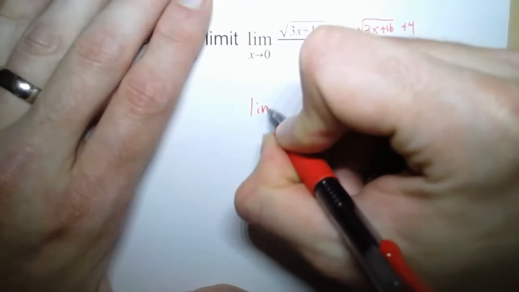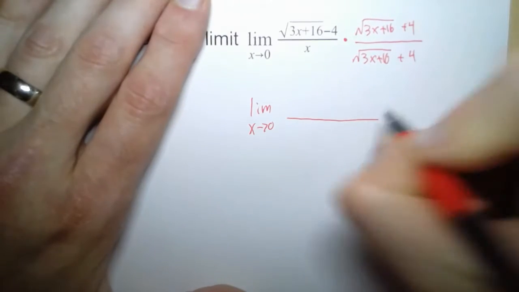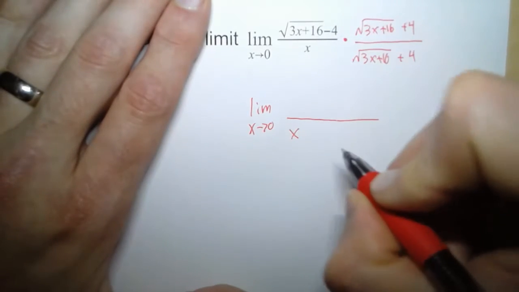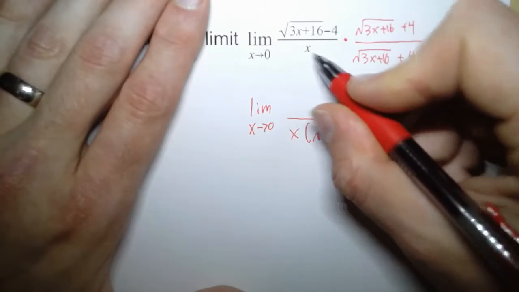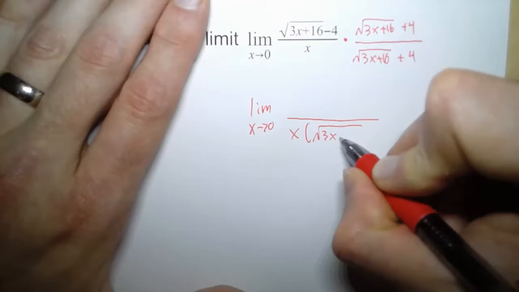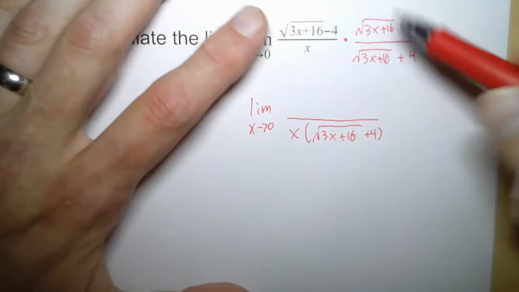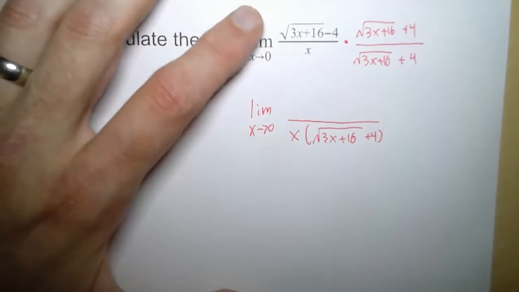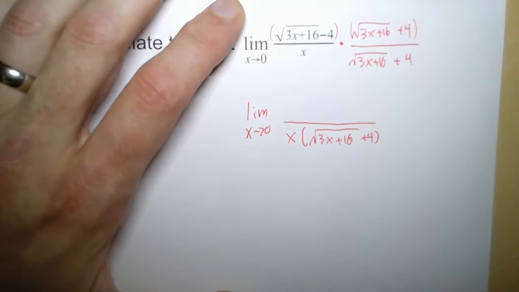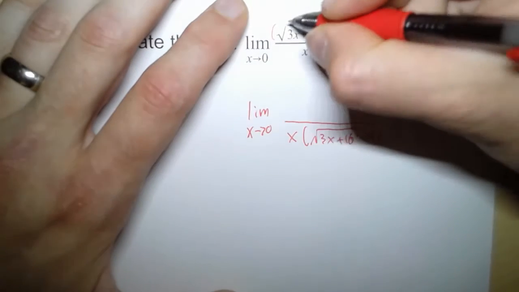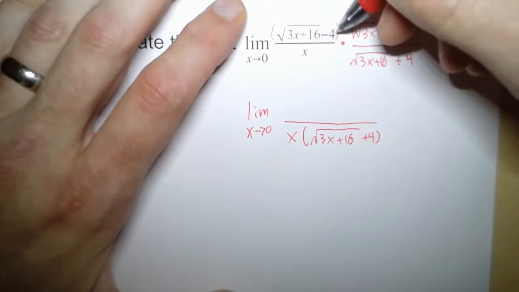So limit as x approaches 0. Now on the bottom, you don't want to expand this out. You want to leave it as x, which was already there, times radical 3x plus 16 plus 4. Now the top, you do want to expand. Now you want to treat this as two factors that you're multiplying. And so think of this radical 3x plus 16 as one term, minus 4 is another.